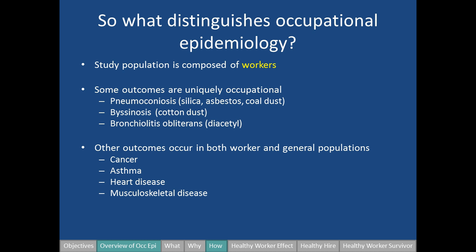Now, other outcomes that are examined in occupational epidemiology occur both in the worker population but also in the general population, like cancer, asthma, and heart disease. So the study population is workers. Some outcomes are uniquely occupational, but some are not.